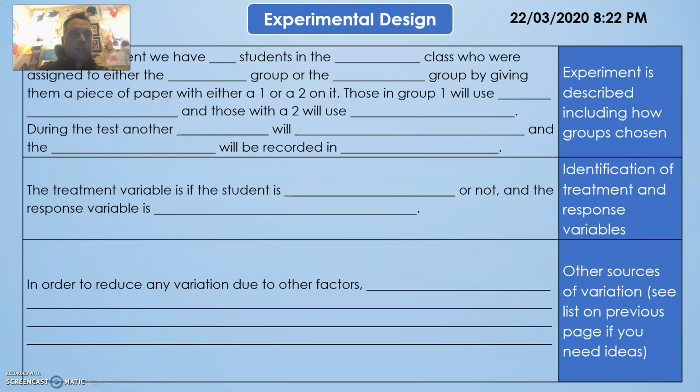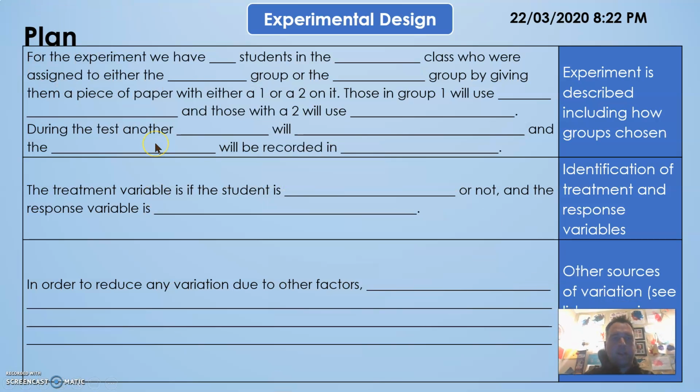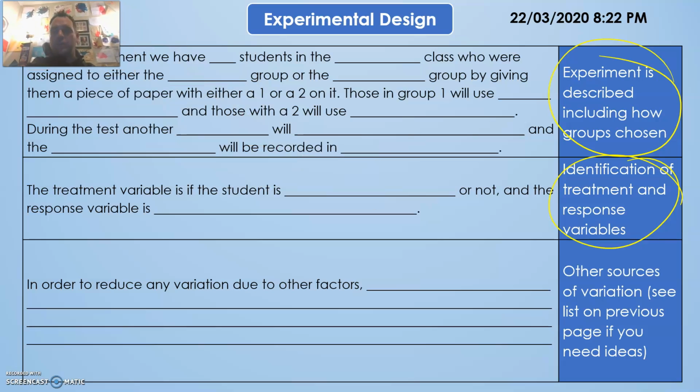So we're now looking at the plan. Okay, so this is exactly the same structure. Just describe how the groups are chosen. So flip a coin, or number 1 or 2 in a hat, but as long as they're randomized. The next one is identification of the treatment and response variable, just giving units and details like that. Other sources of variation, exactly the same as before. We need to think of what things will affect the Year 13 students' ability to complete the task.